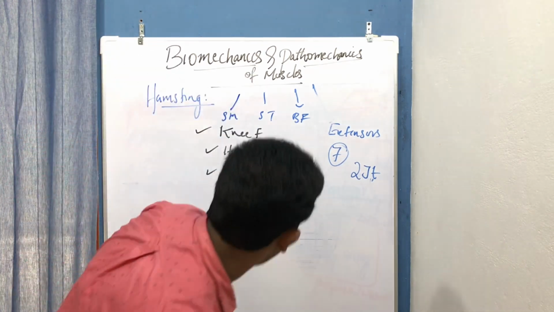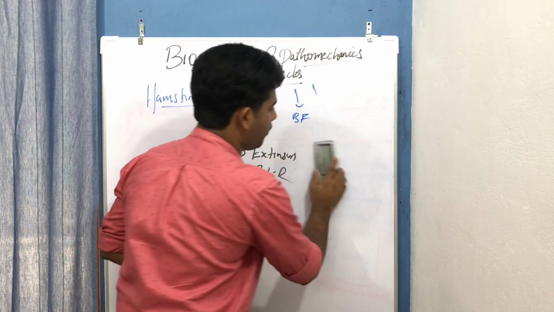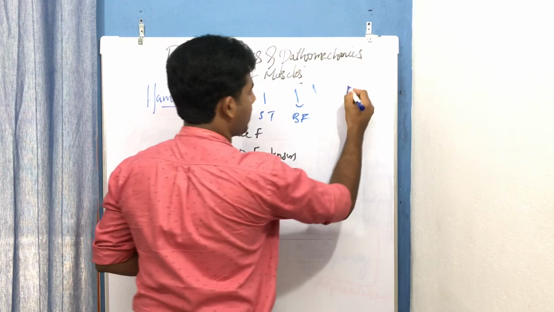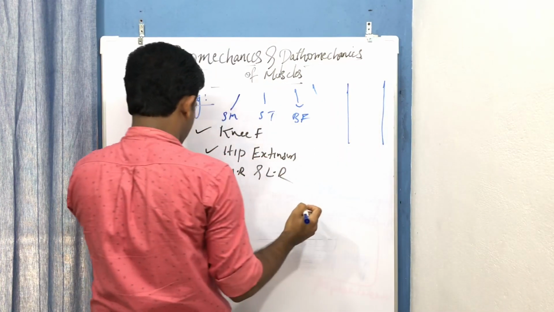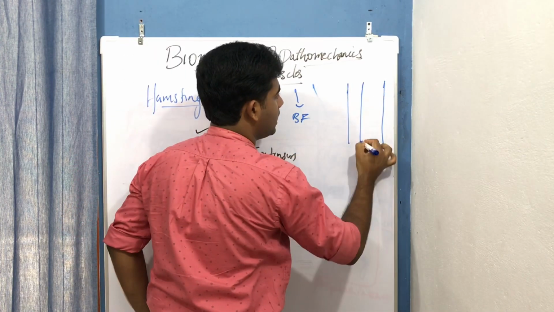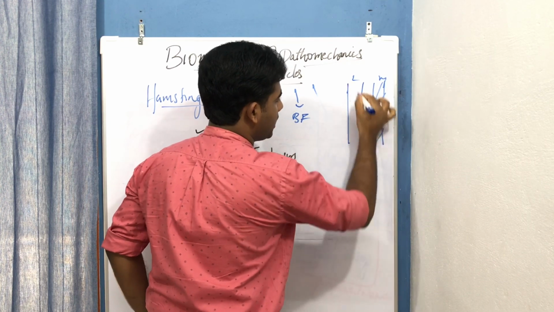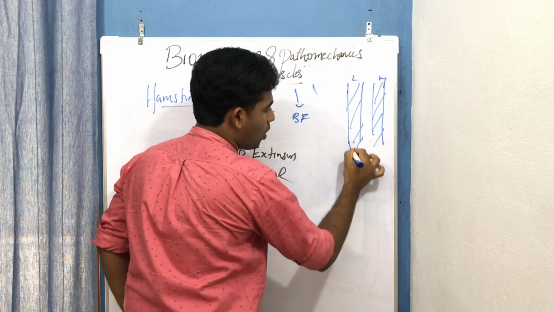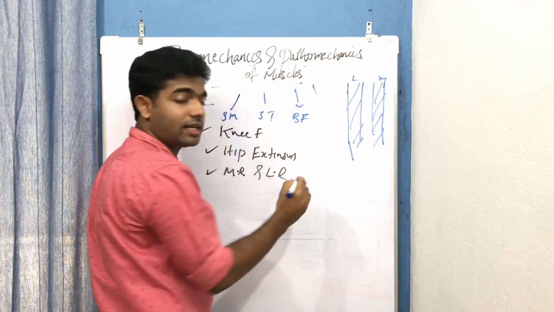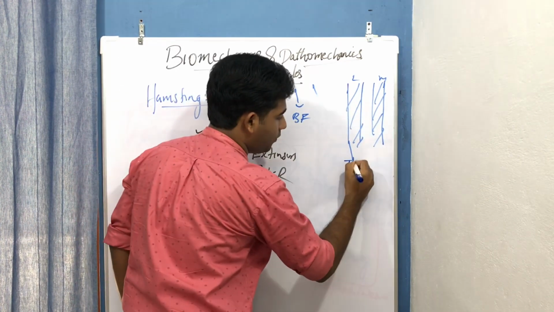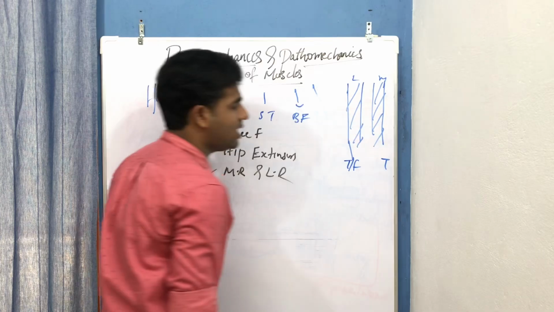Now, when we look at the hamstring muscle, for example, here we have a hamstring group. Let us imagine this is the lateral aspect, and this is the medial aspect. Here we have some muscles, and here we have some muscles. All of them are on the lateral aspect. They are inserted into the tibia and fibula. Here it is inserted into the medial side of the tibia.